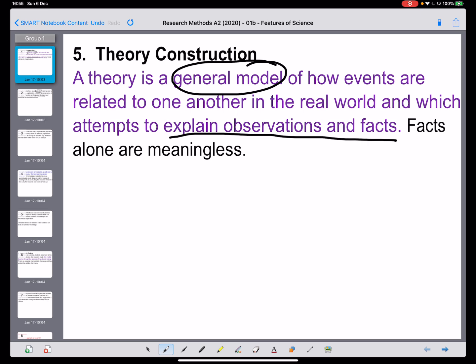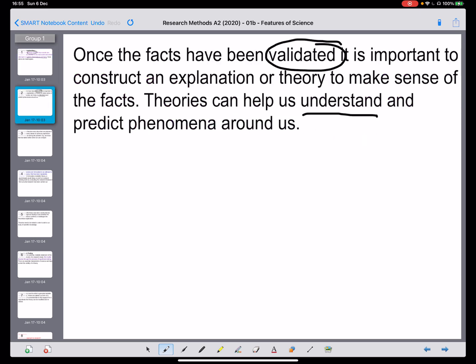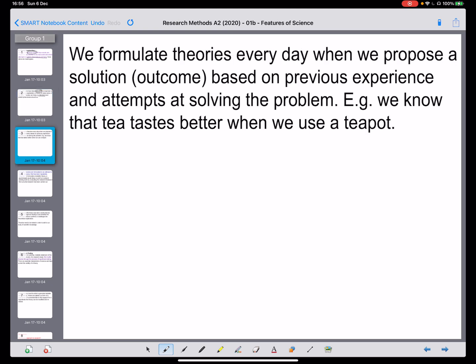We see also here it says that facts are meaningless, and that all we can do is validate facts through our understanding of research methods. And we also see that theories do help us understand or predict phenomena around us, which ends up being really important to us. And of course, theory construction is not something which is just confined to science. It's something which we potentially may do every single day.